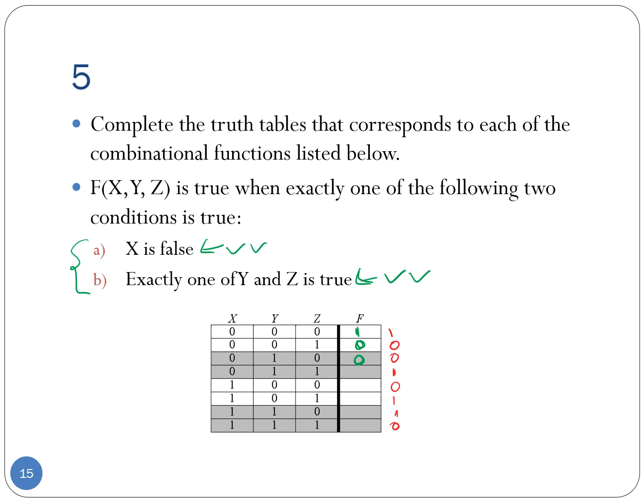The fourth row here is 0 1 1, so x is 0, so the first condition is again true, and now both y and z are true, so basically the second condition is not true, so exactly one of them is true, so the output can be 1.